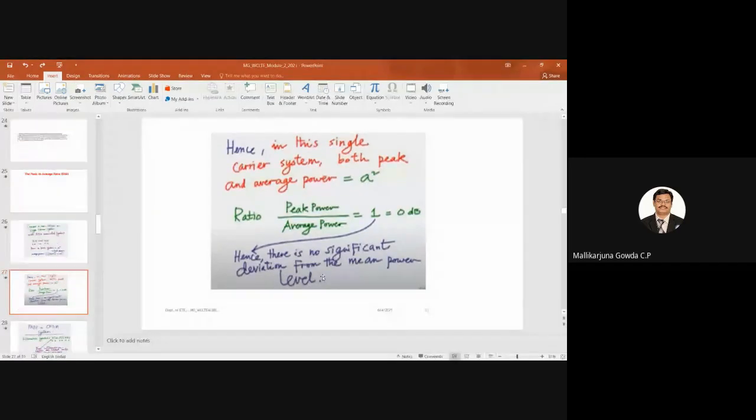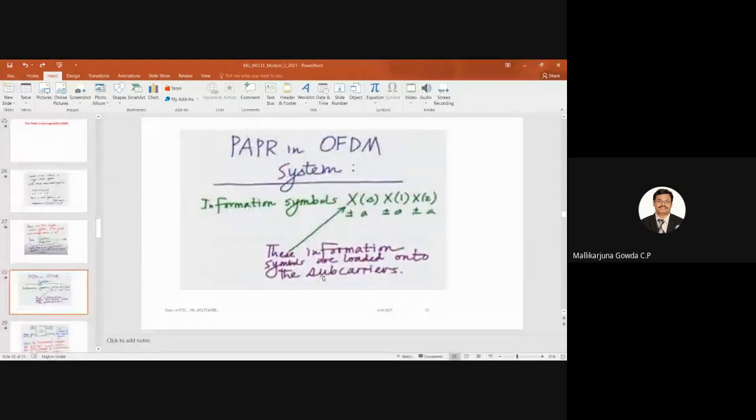But let me consider the OFDM. Is it fine, what I am saying?